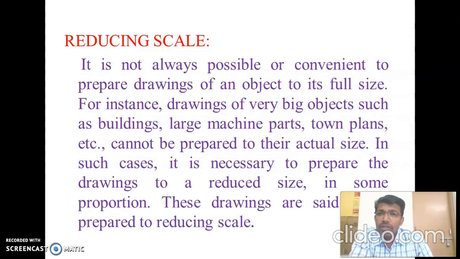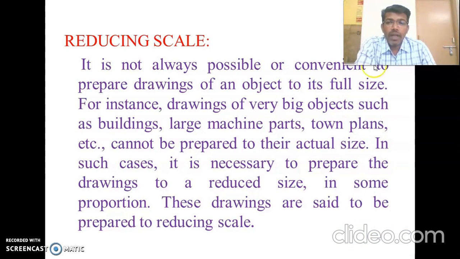So now let us see what is a reducing scale. It is not always possible or convenient to prepare a drawing of an object to its full size. For instance, very big objects such as buildings, large machine parts, town planning, etc. cannot be drawn to their actual sizes. In such cases, it is necessary to prepare a drawing to a reduced size in some proportion, which is said to be a reducing scale.